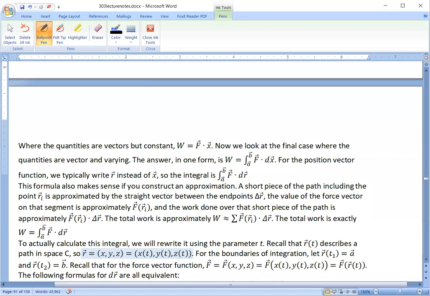Next, what about the vector function? The vector function, we're again in 3 dimensions. The vector field f is really f of x, y, z, but again, each of those are functions of t.